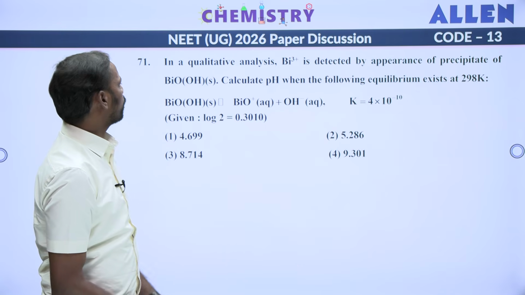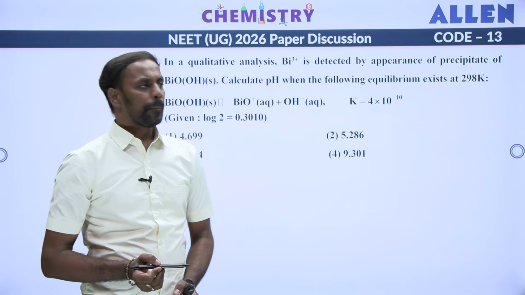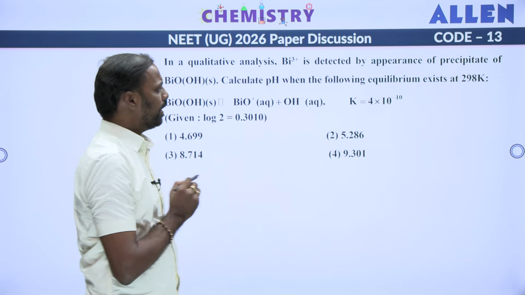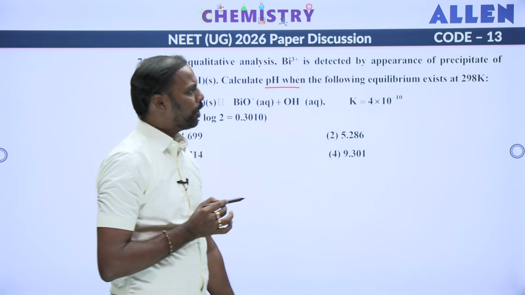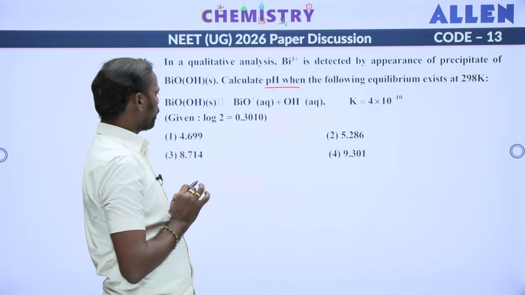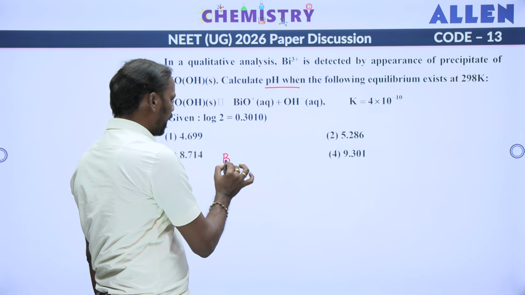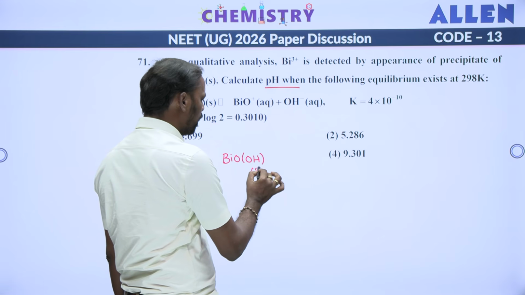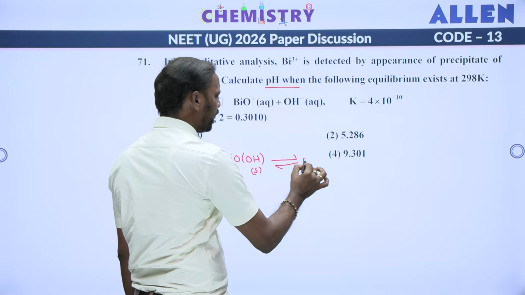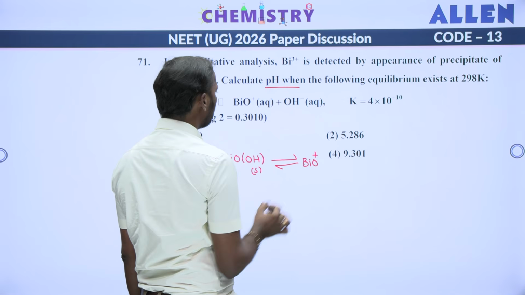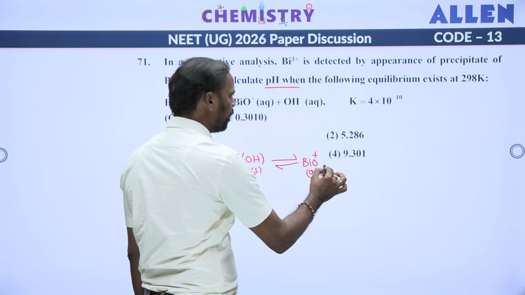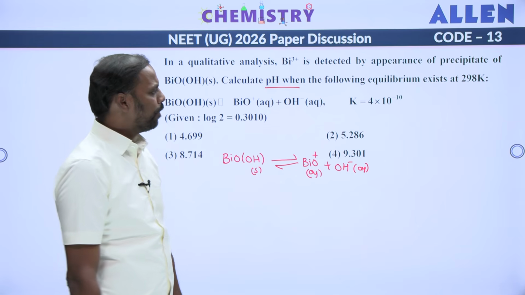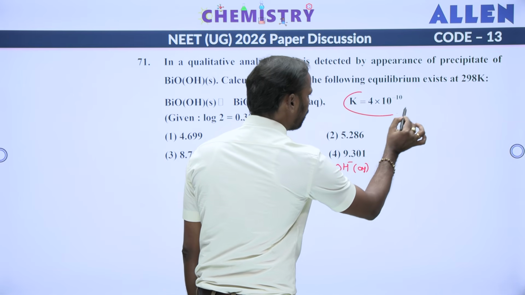Right. Next, student. In qualitative analysis, bismuth plus 3 is detected by the appearance of a precipitate of the substance given. Calculate the pH when the following equilibrium exists. See student, what is given in this one? They have given the hydroxide formula, and this is a solid substance. This is in equilibrium with bismuth oxide plus, which is in aqueous form, and next OH minus, which is also in aqueous form. And what else is given here? The equilibrium constant value is given.